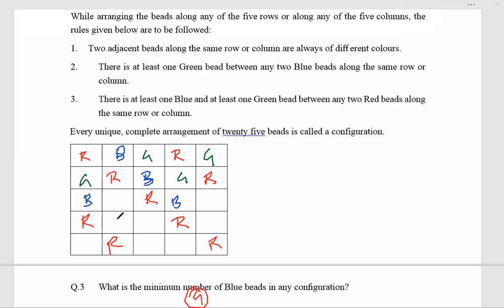Next row. So this is green. This is green. So the next row needs to have minimum two blues. One blue here, one blue here. So this will be again green. So maximum two greens here. So one more blue here. So 1, 2, 3, 4, 5, 6, 7. Can I decrease it further? This is the one with the red maximum. 9 beads.